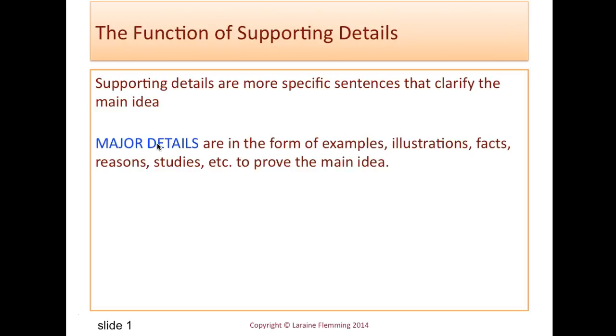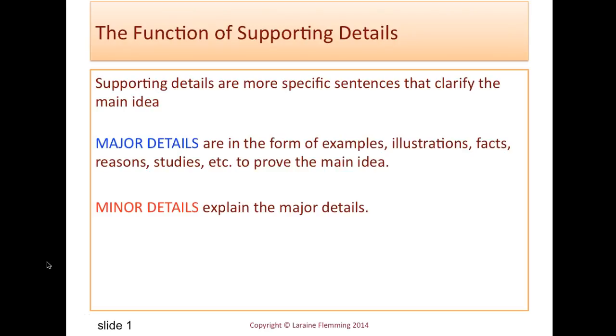There are a couple of different kinds of details. We have major details that are in the form of examples, illustrations, facts, studies, and so on, and they relate directly back to the topic sentence or to the implied main idea. But there are also what we call minor details, and these minor details relate to the major details. They help to flesh out all of the nuances that the major details lay out.